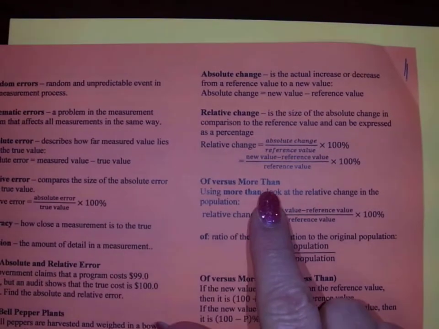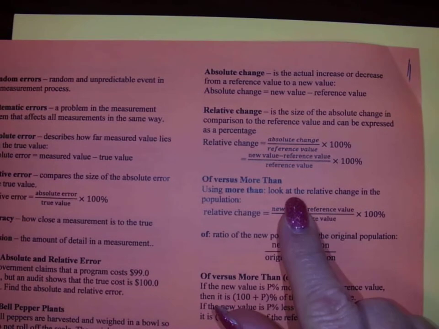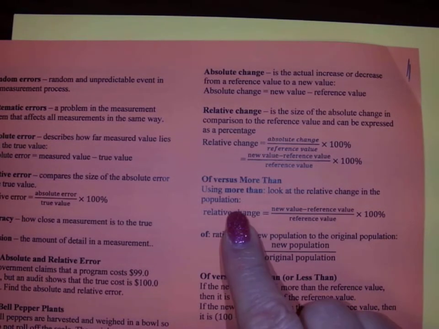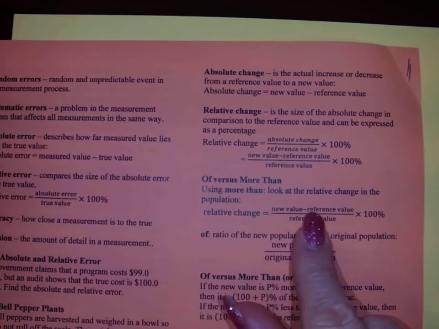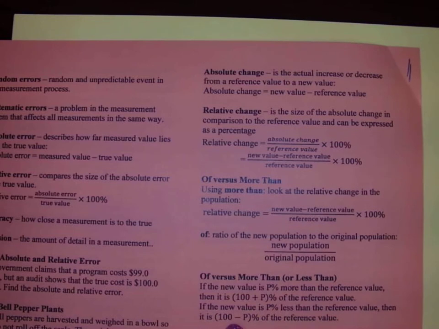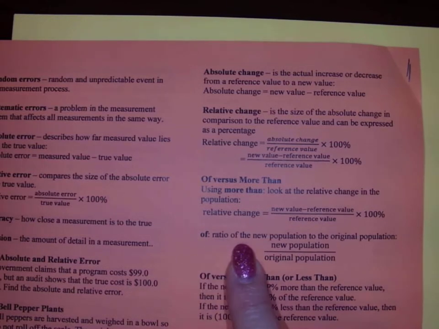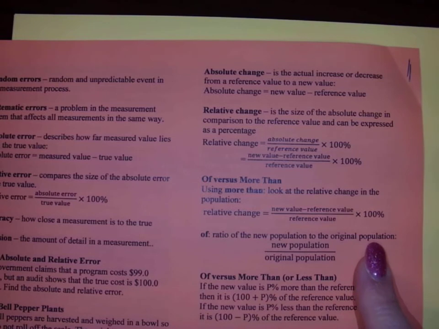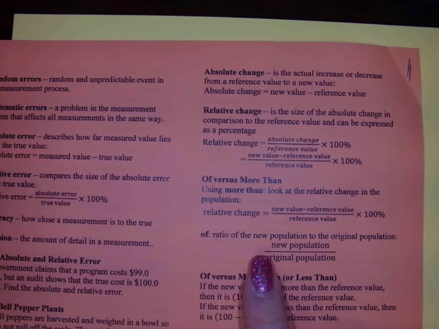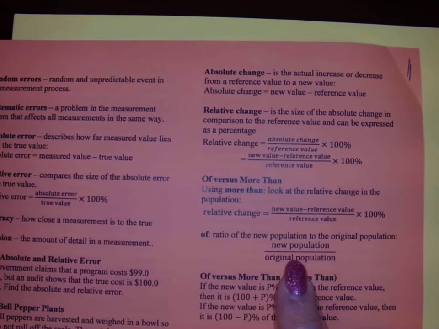All right, of versus more than. We're using more than. Look at the relative change in the population. Relative change, again, is your new value minus the reference value over the reference value, which is what we have from up there, times 100%. The of is the ratio of the new population to the original population. So we've got the new population divided by the original population. Okay? So what is the change that's happening?